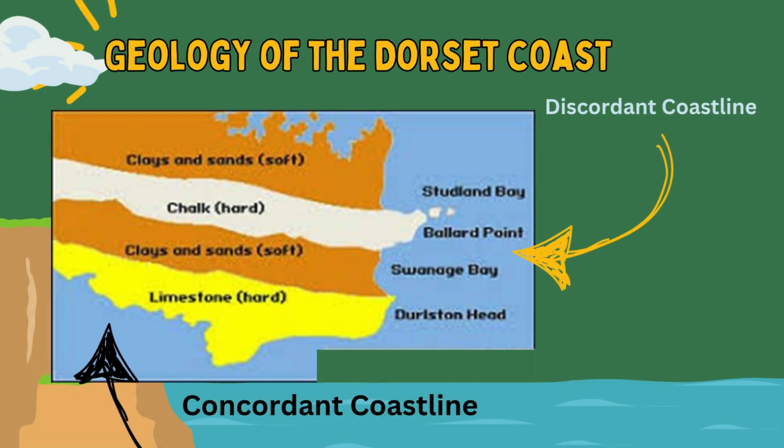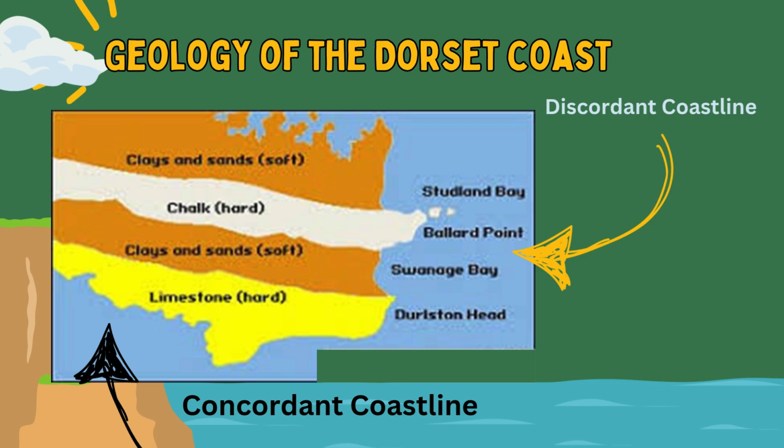Here we can see a basic geological map of the Dorset Coast. We've got four main bands of rock that are alternating from soft to hard as we go from the north to the south. If we have a look on the eastern side of the map, we've got a series of headlands and bays, starting with Studland Bay in the north and Ballard Point, Swanage Bay and Durlston Head. This is an example of a discordant coastline.